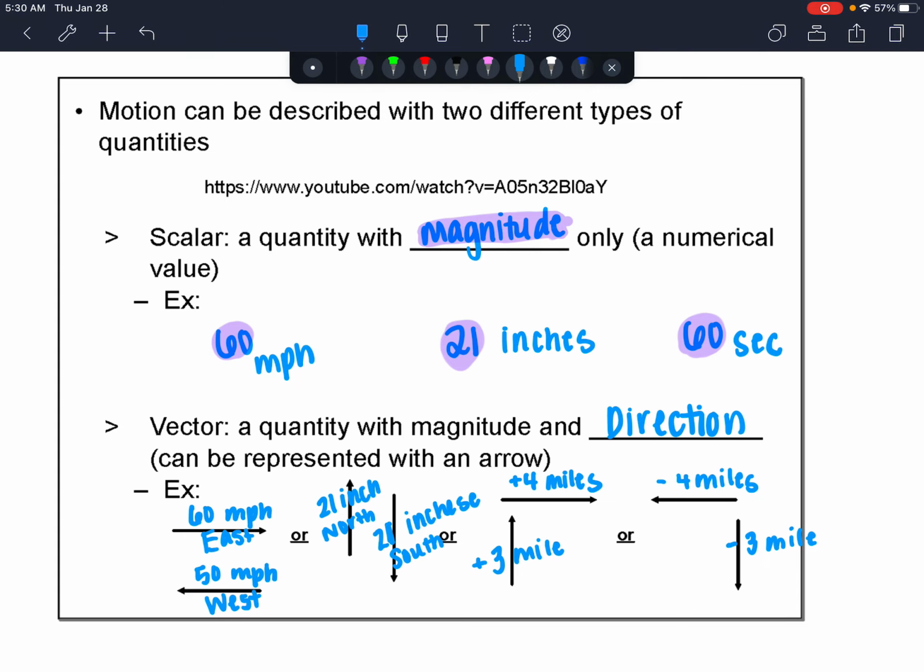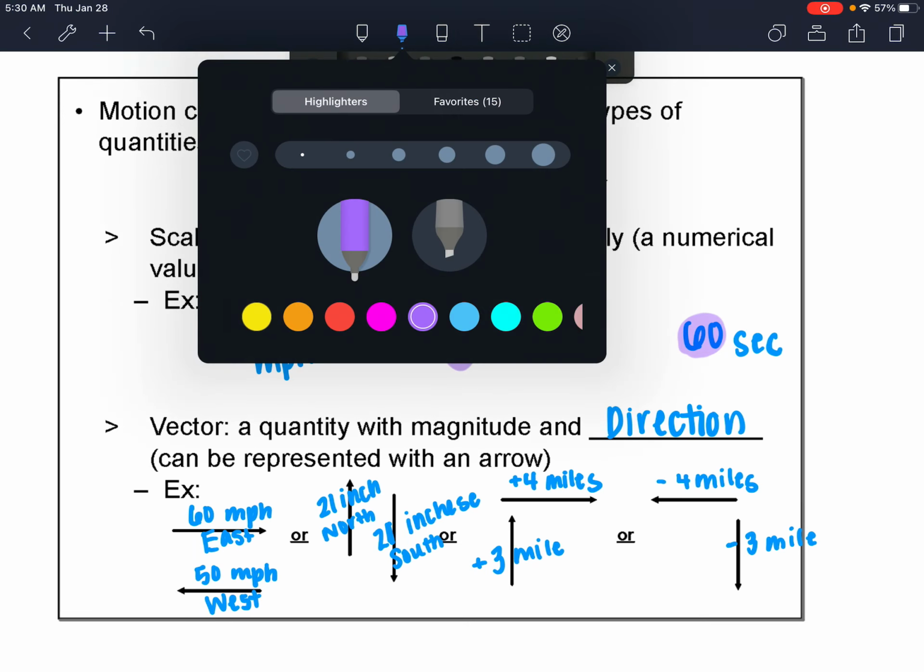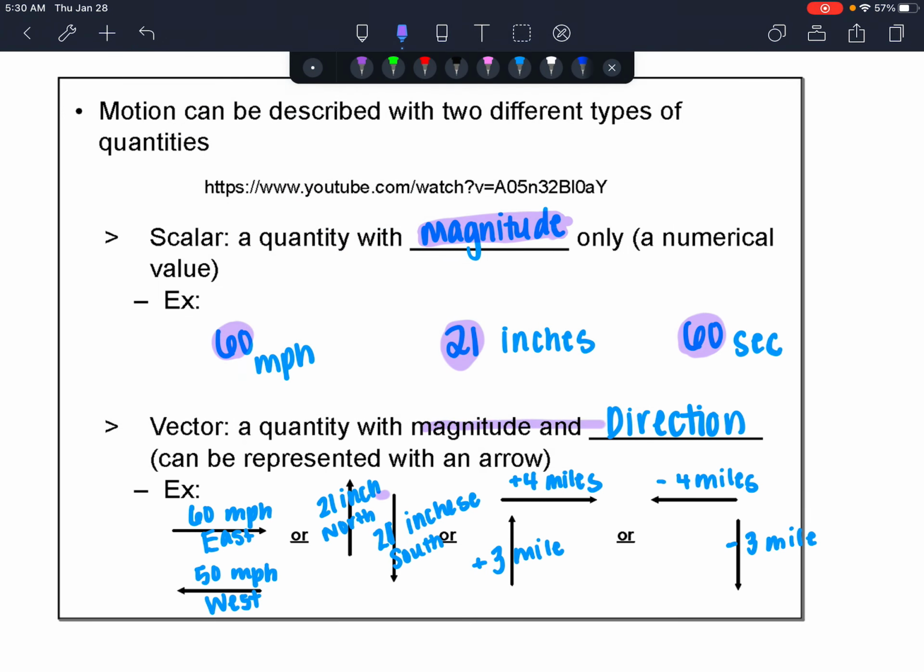So sometimes we might do descriptors with north, east, south, west. Sometimes we might do descriptors with positive, negative, and other times we might just draw arrows to make our direction obvious if that's the easiest way to go about doing this. But in any case, a vector quantity is always going to have magnitude and direction.